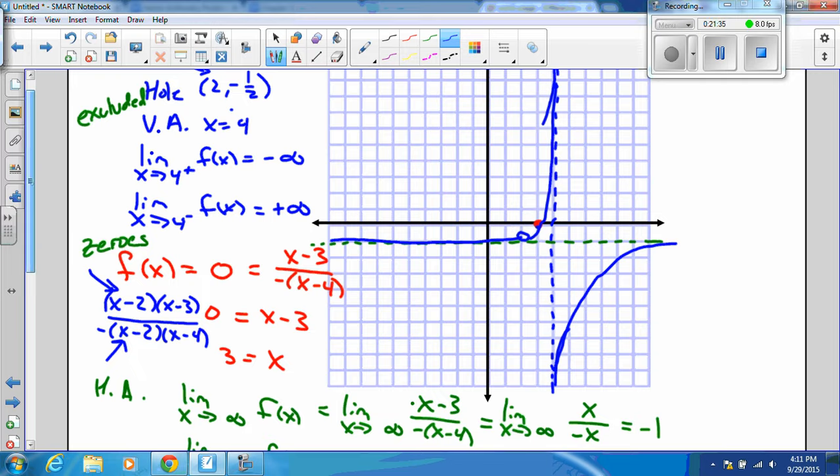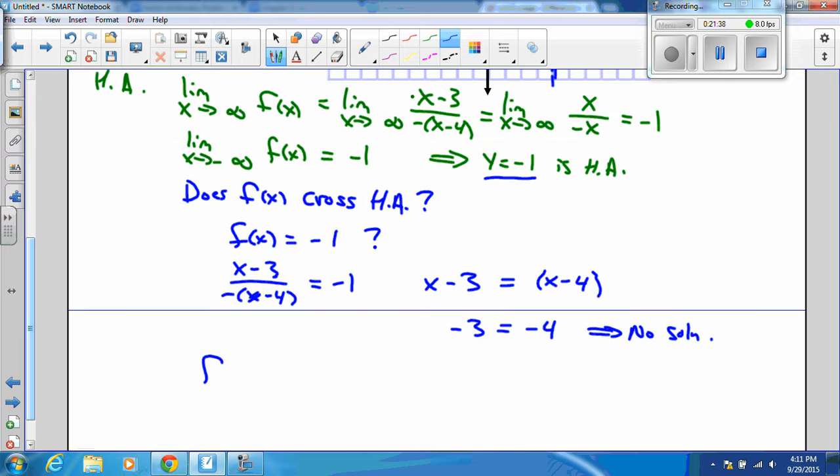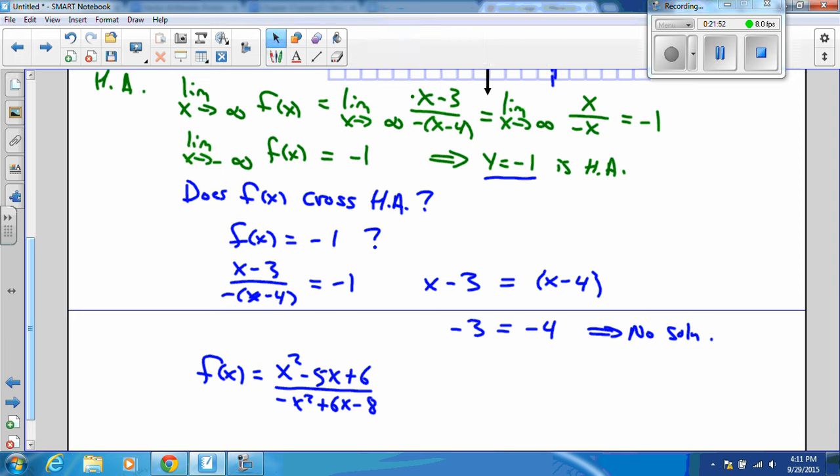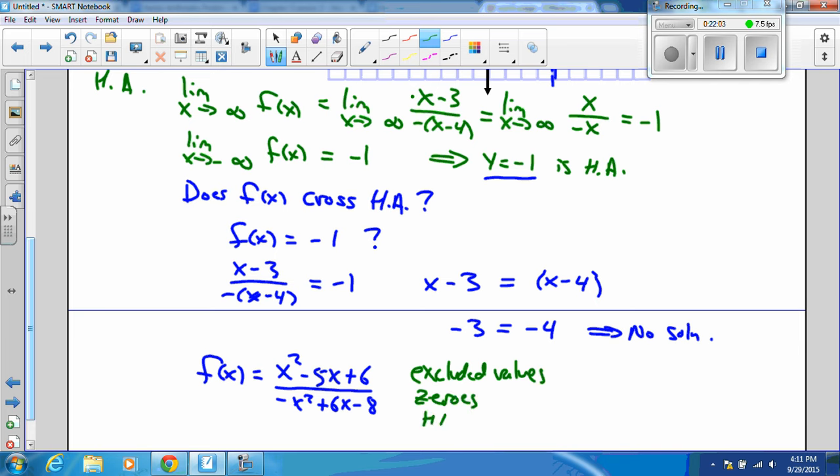Now, what I'd like you to do at this time is to pause the video and take the original function, f of x is equal to x squared minus 5x plus 6 over negative x squared plus 6x minus 8. And from the very beginning, I would like for you to walk through the process of, first of all, finding excluded values, then finding zeros, then finding horizontal asymptotes, and finally, giving that function a sketch.